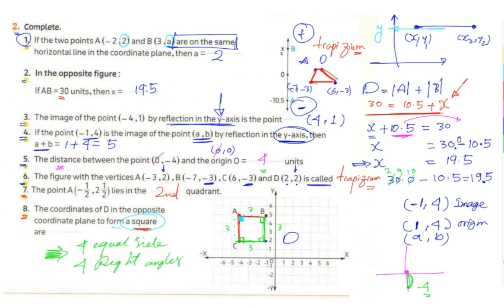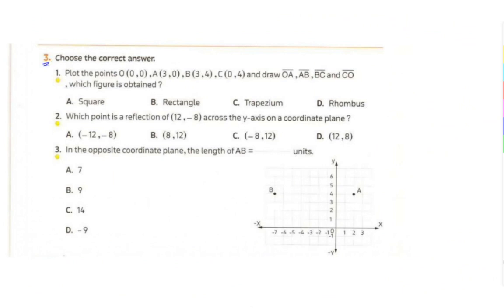Let's form a square. So he needs us to write the coordinate of D. I need to find the coordinates X and Y. So from D down to X, -1. Left to Y, +2. So the coordinate is -1 for X and 2 for Y. Let's continue. Question 3, choose the correct answer.